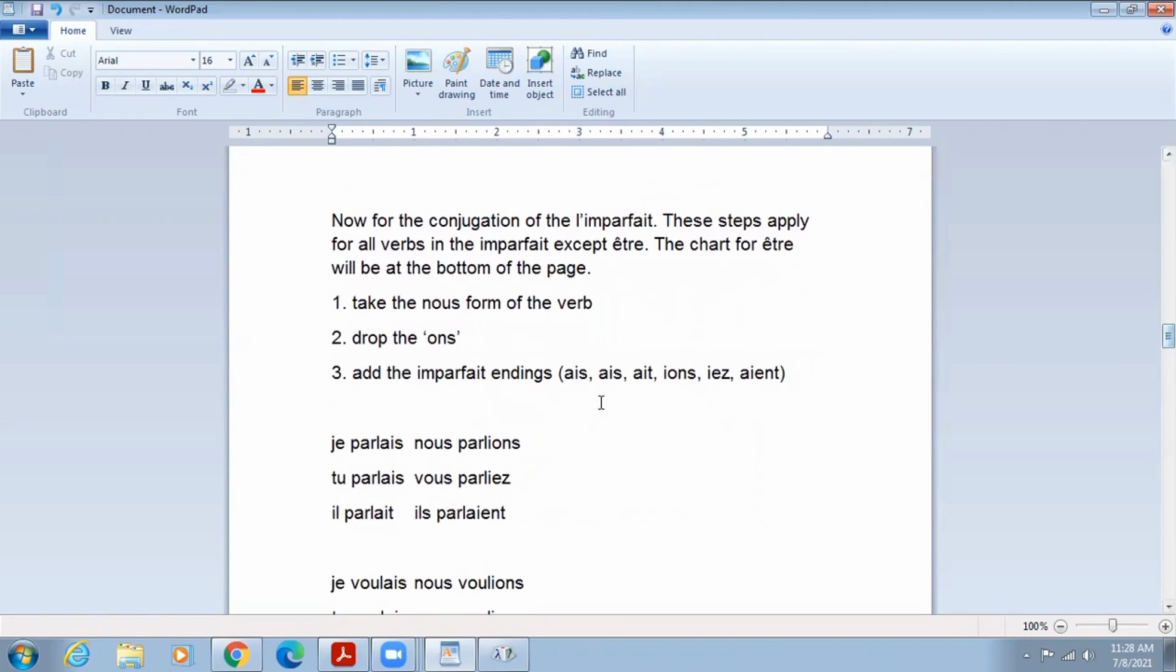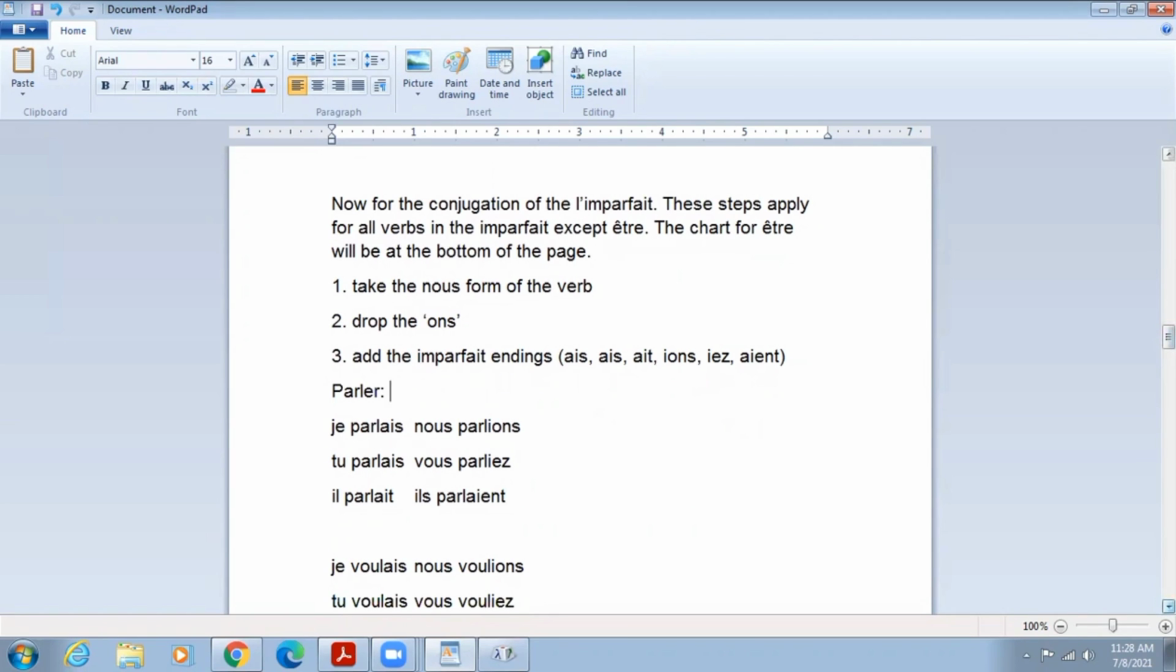For example, we have the verb parler. Ça veut dire quoi en anglais? Parler means to speak. What is the meaning? Ça veut dire quoi means what is the meaning. Oui, d'accord.